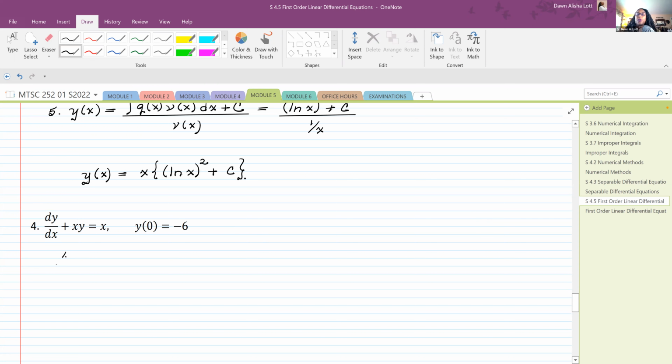Okay, that's the separable differential equation. This one is the first order differential equation in standard form. So I need it in the form dy/dx plus p of x y is equal to q of x. So my first question to you is, is it in standard form? Yes. Okay, so what's p of x?